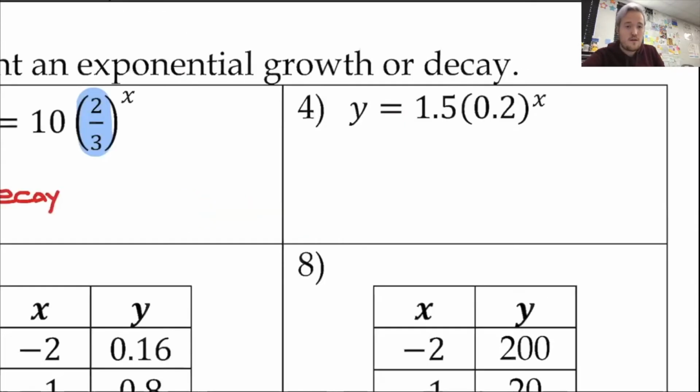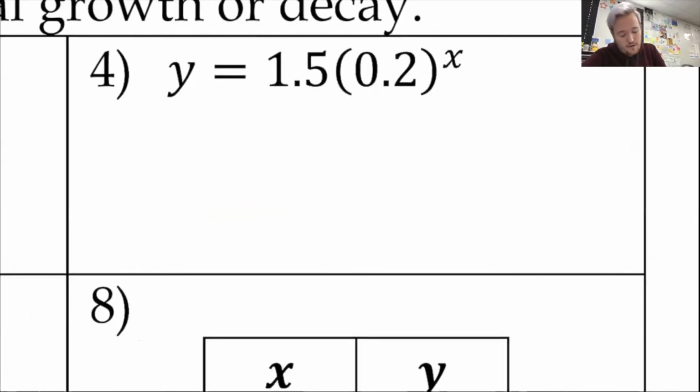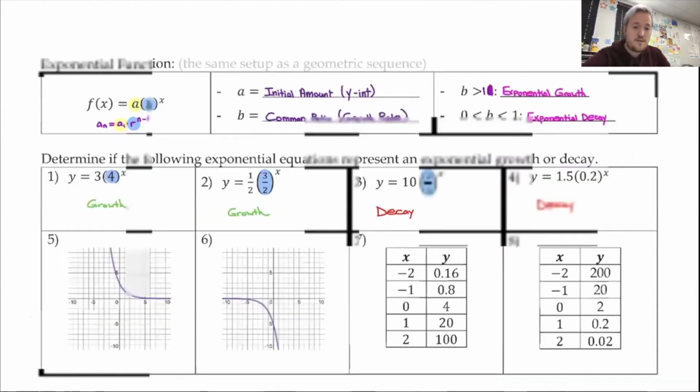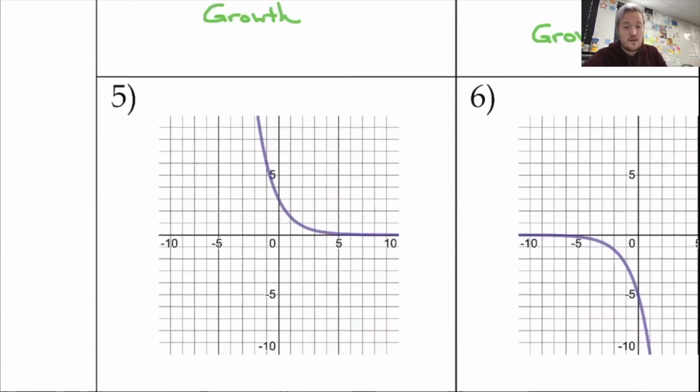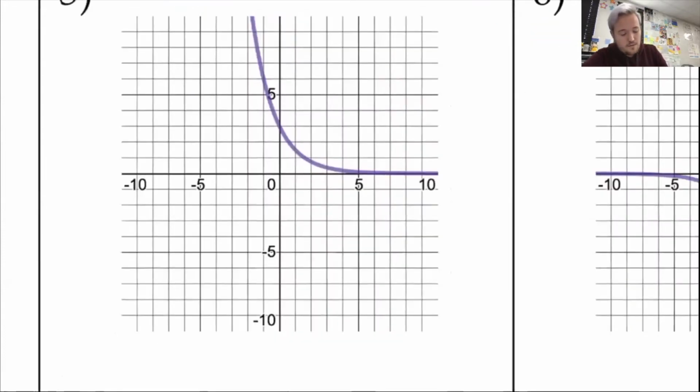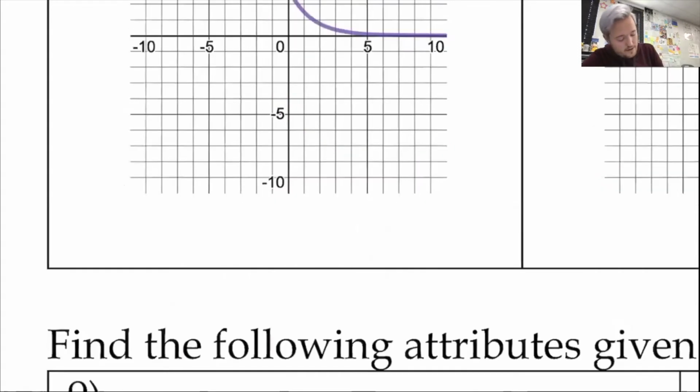All right, and number 4 here, we have a growth rate of 0.2. 0.2 is still less than 1, which means we have a decay. All right, so now we're going to look at these equations. So we have to look at what we call the end behavior. So I want to look to see what is it approaching. As I get further and further here, I'm getting closer and closer to the x-axis, which means it's approaching 0. So because it's approaching 0, that means we have a decay.